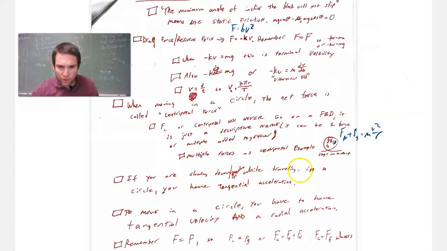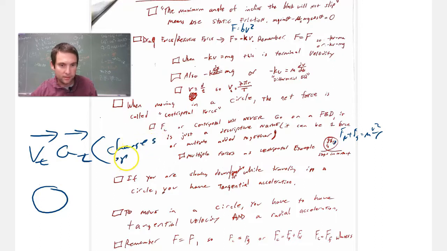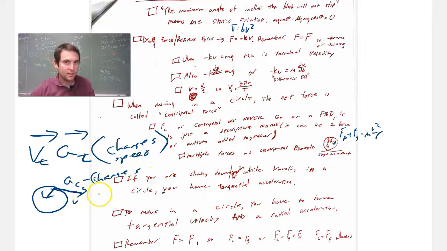Moving on, if you are slowing down or speeding up while traveling in a circle, you have tangential acceleration. So the two types of acceleration: if you have velocity acting in the same direction as your acceleration, then you're speeding up. This is tangential acceleration. It's moving in the same direction as your velocity. And this type of acceleration changes your speed. If you're going in a circle, then you have centripetal acceleration and a tangential velocity. This type of acceleration changes your direction. If you change your speed or your direction, because velocity is a vector, then you have acceleration. So if your speed is changing, you have acceleration. If your direction is changing, you have acceleration, even if you're moving with a constant speed around a circle. If you are, then you're in uniform circular motion.